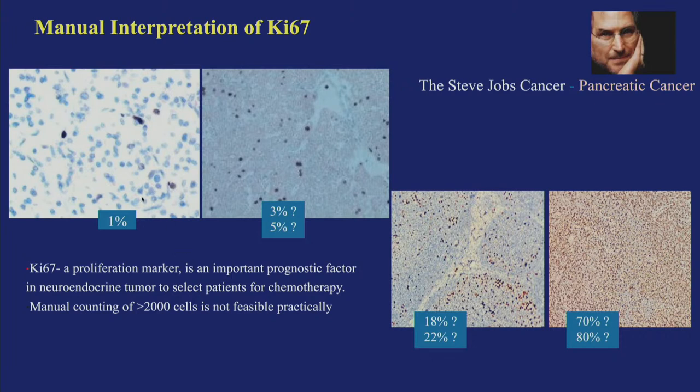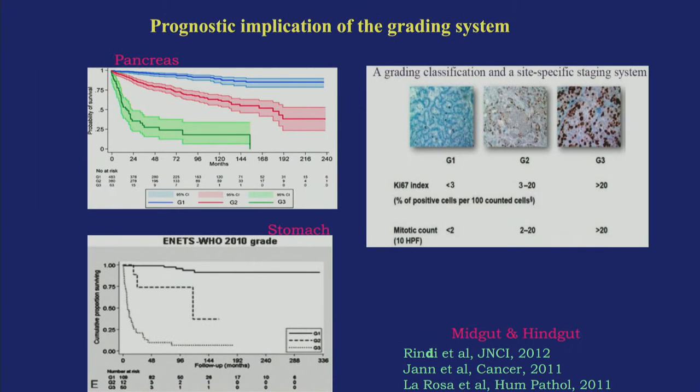So this is the first figure which I was saying, where the percentage is less, this is 1%. But in the second one, you can have difficulty whether it is 3 or 5, so also the third grade. And it's very important that we have a correct diagnosis because many studies have shown that there's a lot of prognostic implication of the grading system, and this paves the path for further therapy.